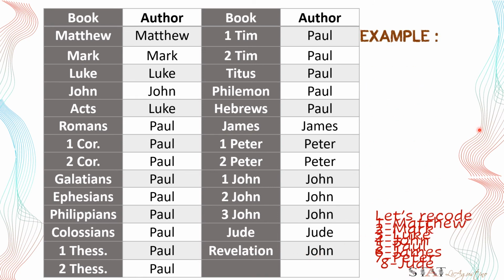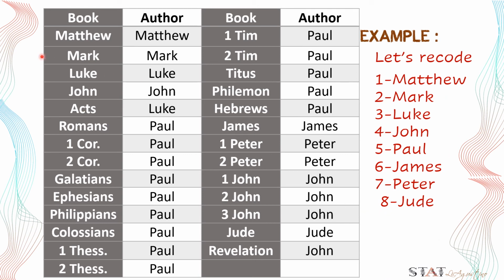So, okay. Example, let's recode. Instead of using these characteristics for the author, we use a code, because we want to know who got the highest occurrences, or what is the mode of the authors of the books in the New Testament. So Matthew is 1. That's recode. Mark is 2. Luke is 3. 4 is John. 5 is Paul. 6 is James. And 7 is Peter. And 8 is Jude. So this author, we will recode as Matthew. We will put 1. So let's just say that's the number.